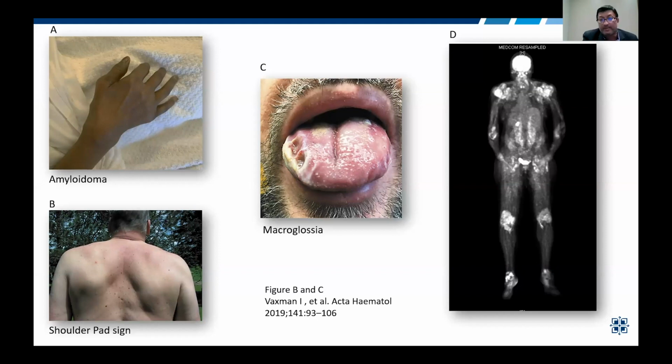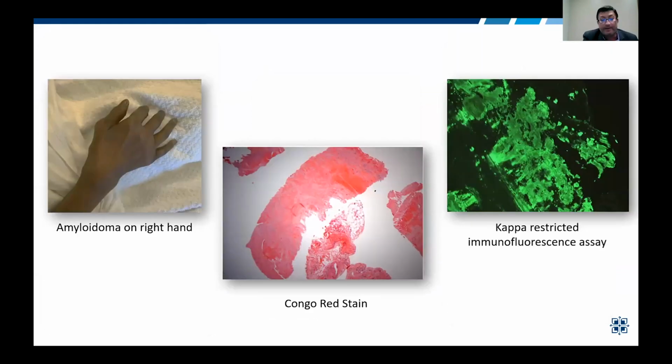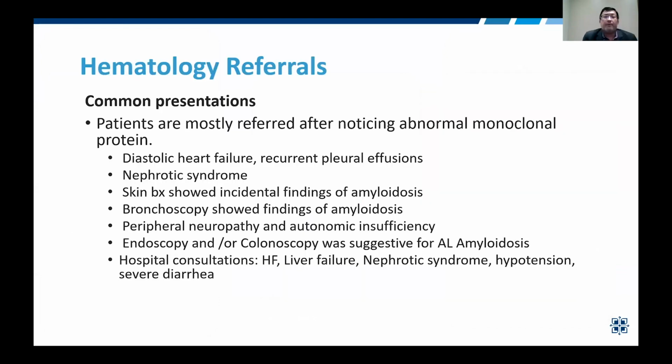And then eventually we did the Congo red stain and immunofluorescence study, and we found out this patient has kappa restricted AL amyloidosis. Now, commonly hematological referrals, I personalize them based on my experiences, and obviously you may have different experiences in different centers, but this is how we generally see these patients.